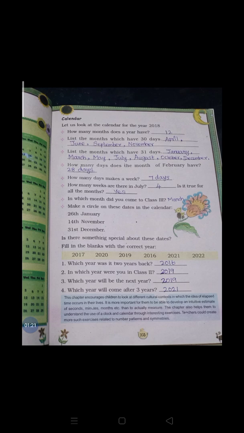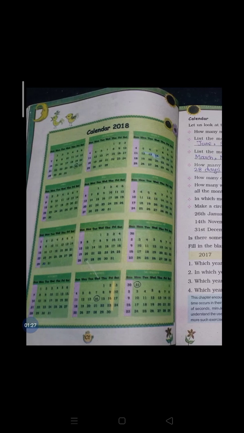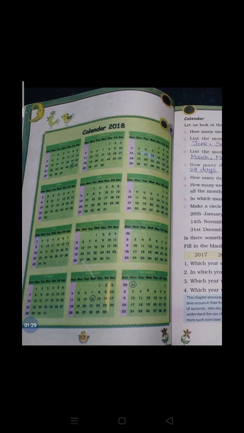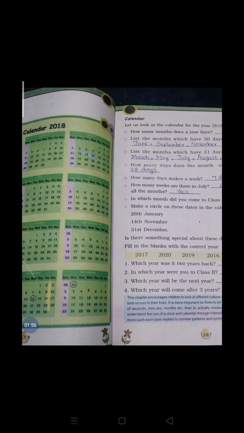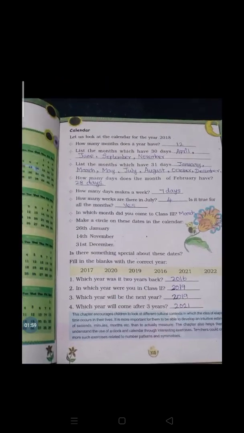From that calendar, how many months does a year have? Now take page 102. See how many months you have in that calendar. Obviously we know we have 12 months in a year. Let us check. 1, 2, 3, 4, 5, 6, 7, 8, 9, 10, 11 and 12. Yes, we have 12 months in a year. So our answer is 12.